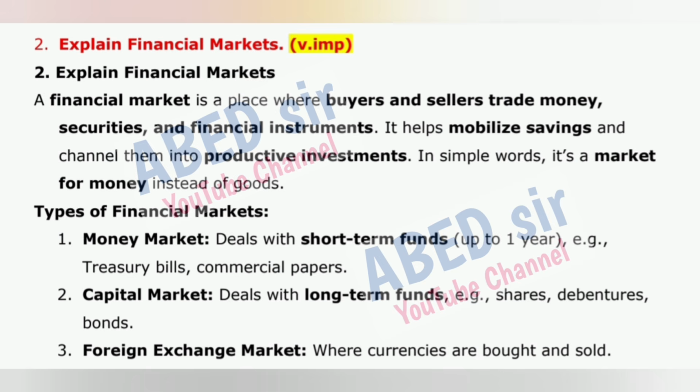Types of financial markets. 1. Money market deals with short-term funds up to 1 year, example, treasury bills, commercial papers. 2. Capital market deals with long-term funds, example, shares, debentures, bonds. 3. Foreign exchange market, where currencies are bought and sold.